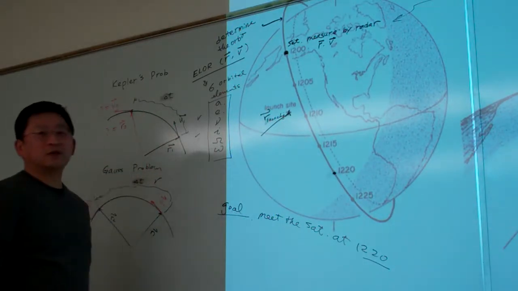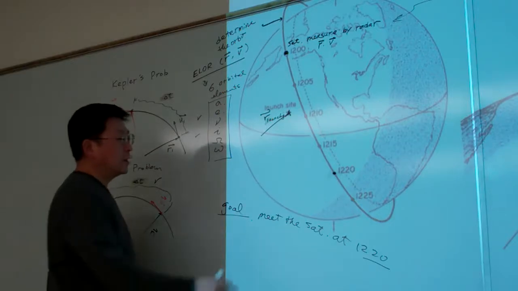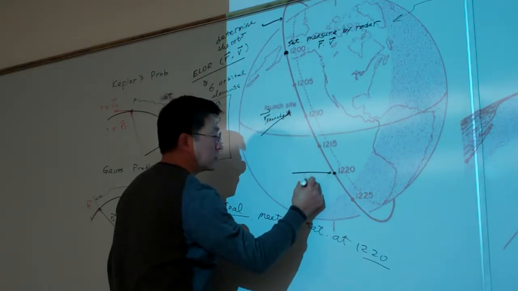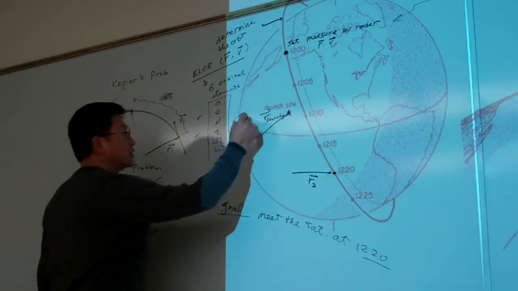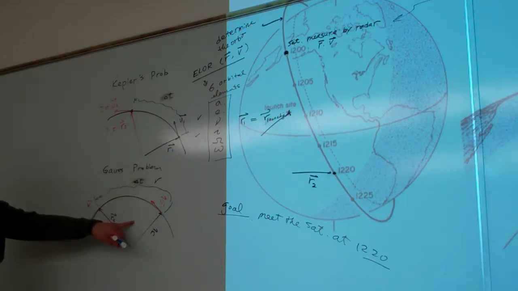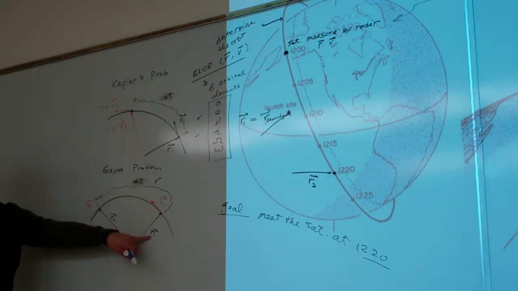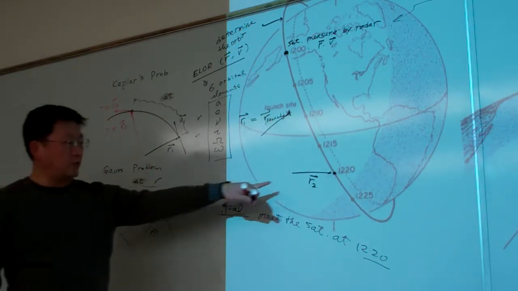Okay, we can determine the launching site, which means its location in IJK. And for this one, we also know this position. Let me call it R2. So, given R1 and R2, we're solving the Gauss problem. R1 is the position of the launching site. R2 is where we're going to meet the satellite.